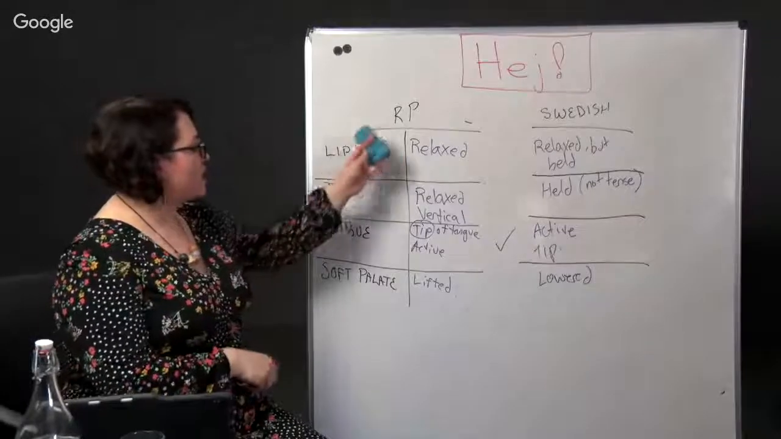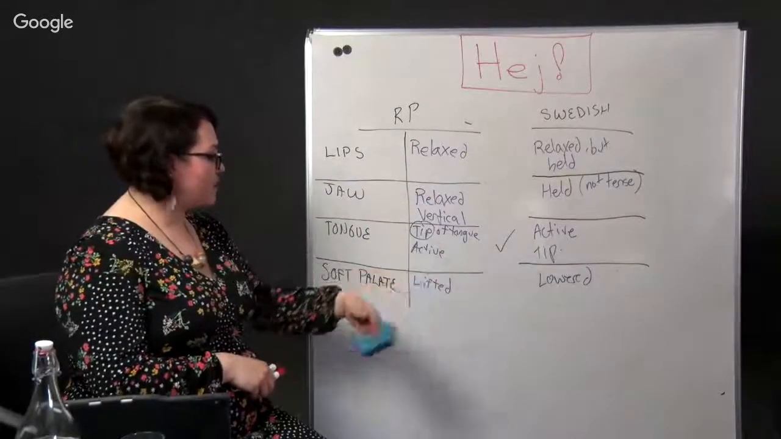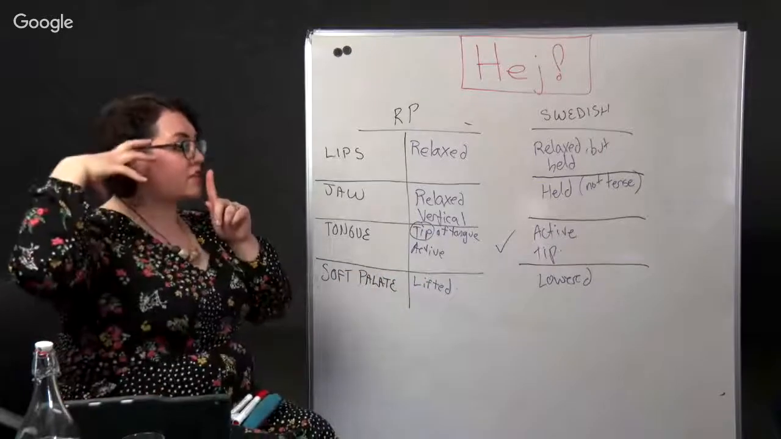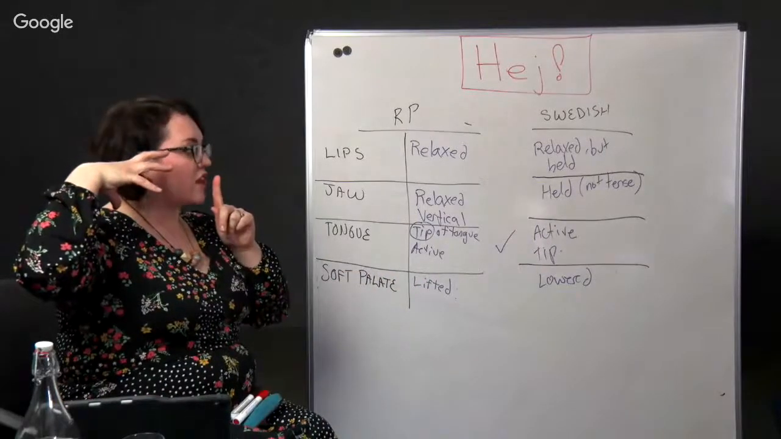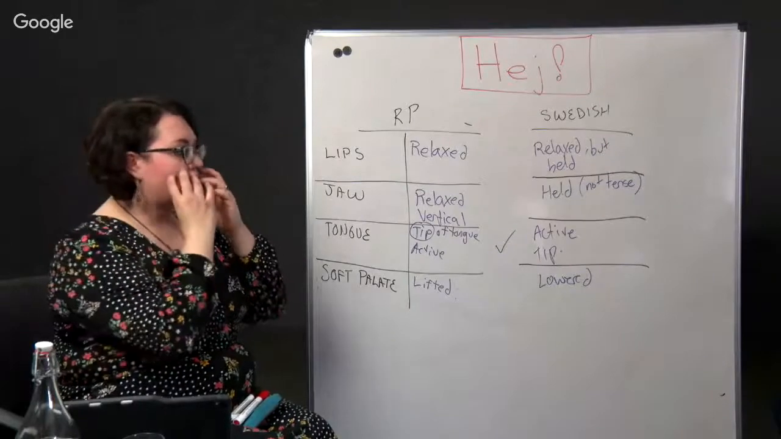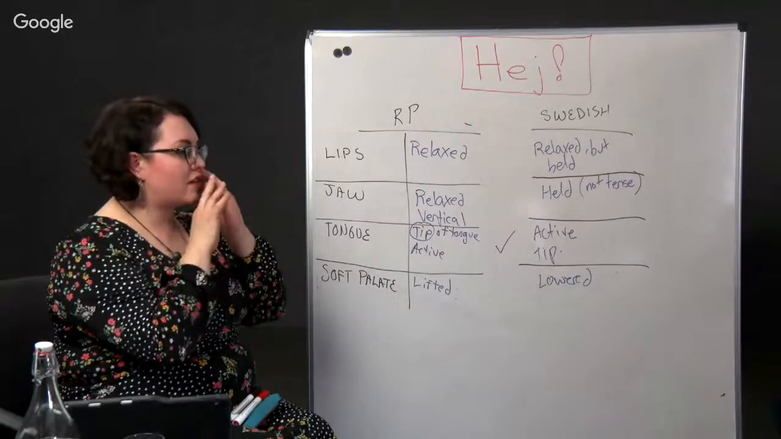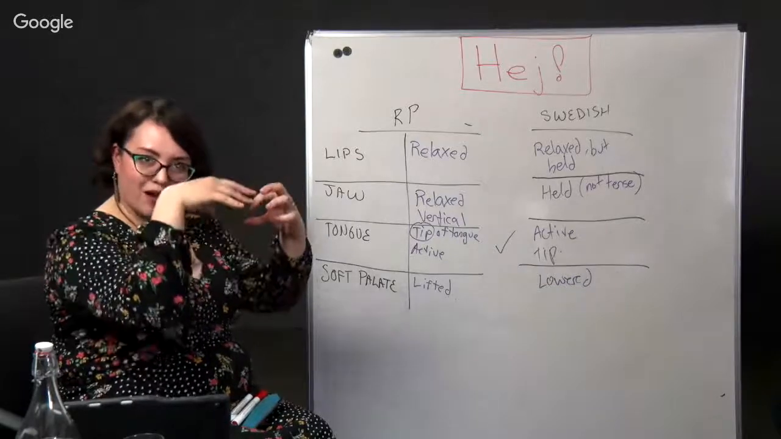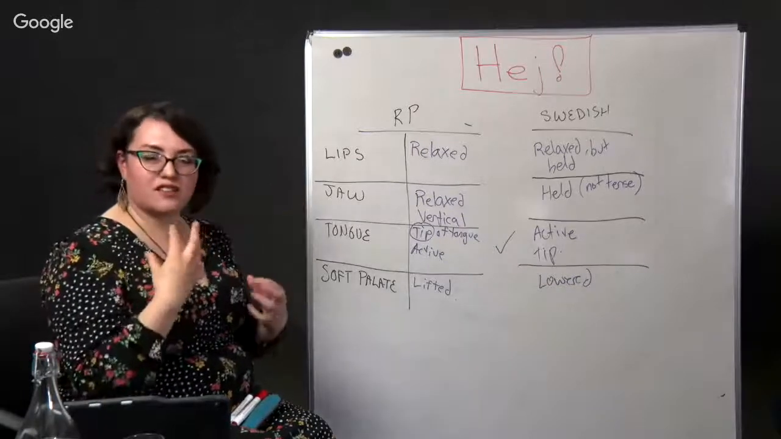So we've got RP: it's relaxed, it's got an active tip, and it's lifted. So we've got activity in the front, lift in the back. And for Swedish, we've got relaxed and held, active, and it's low. So we've almost got a reversal of the back of the mouth, and that can cause some interesting stuff.